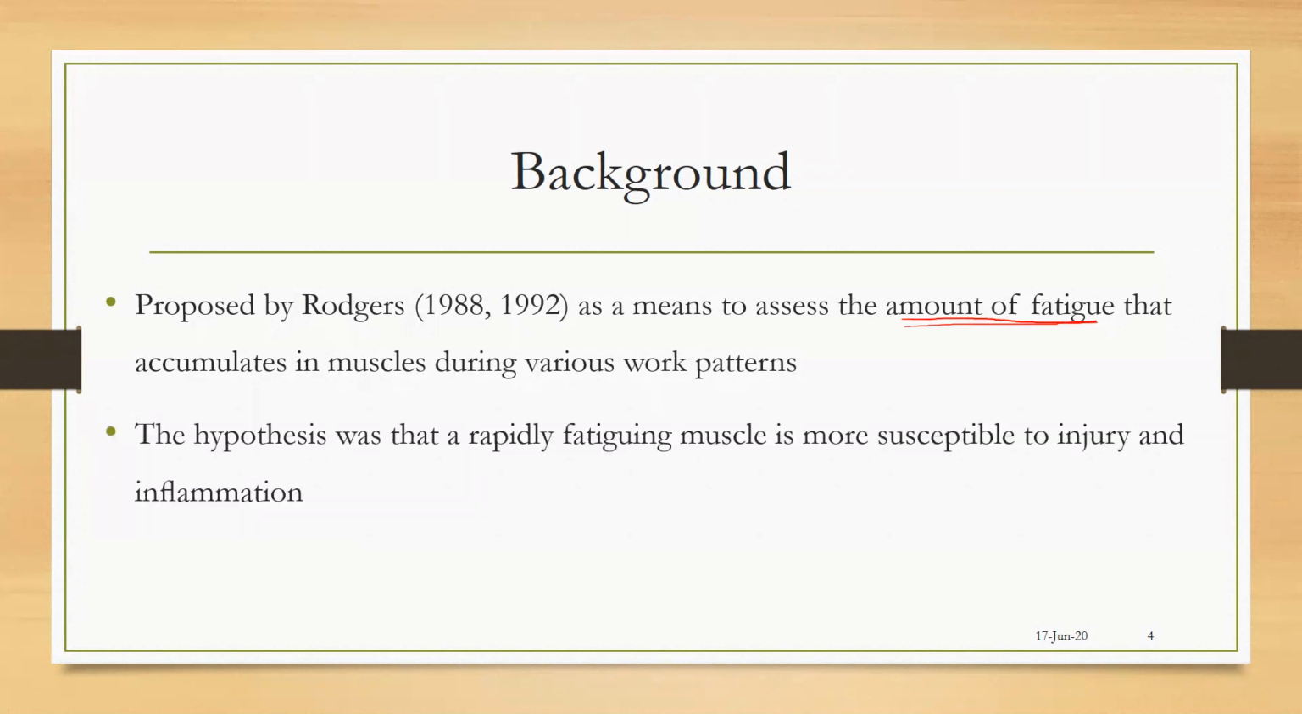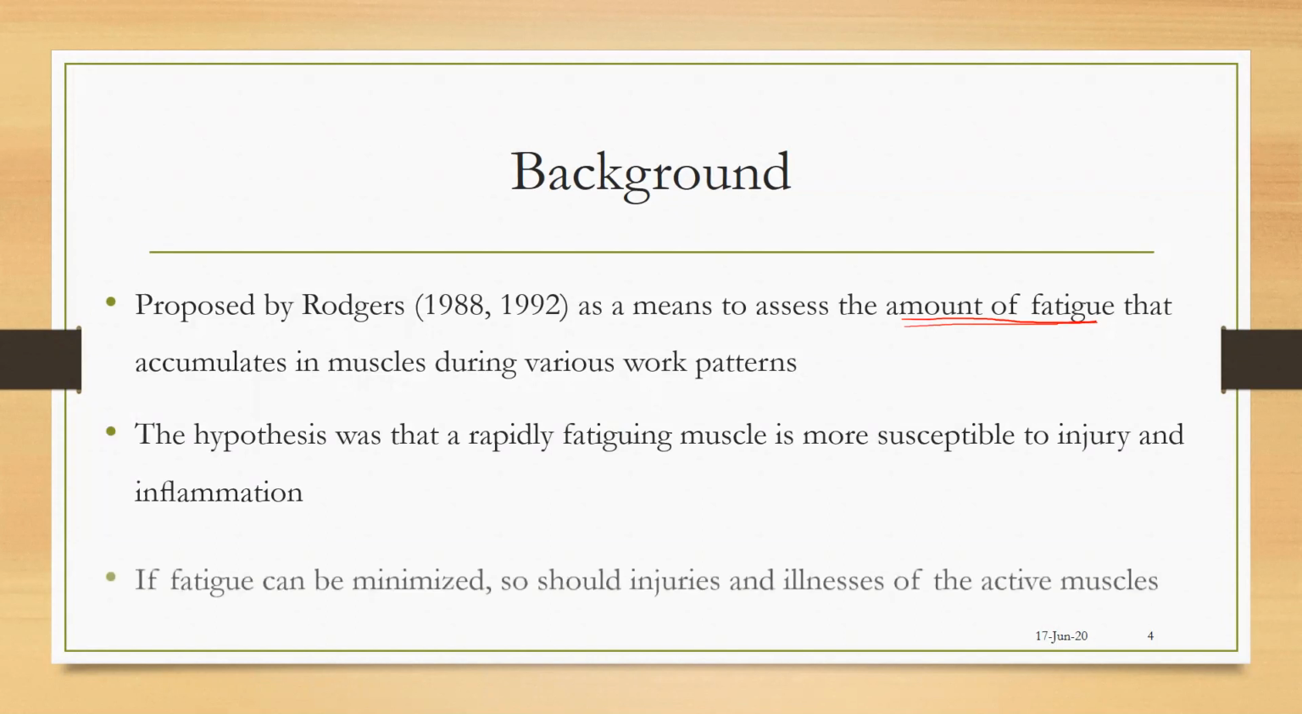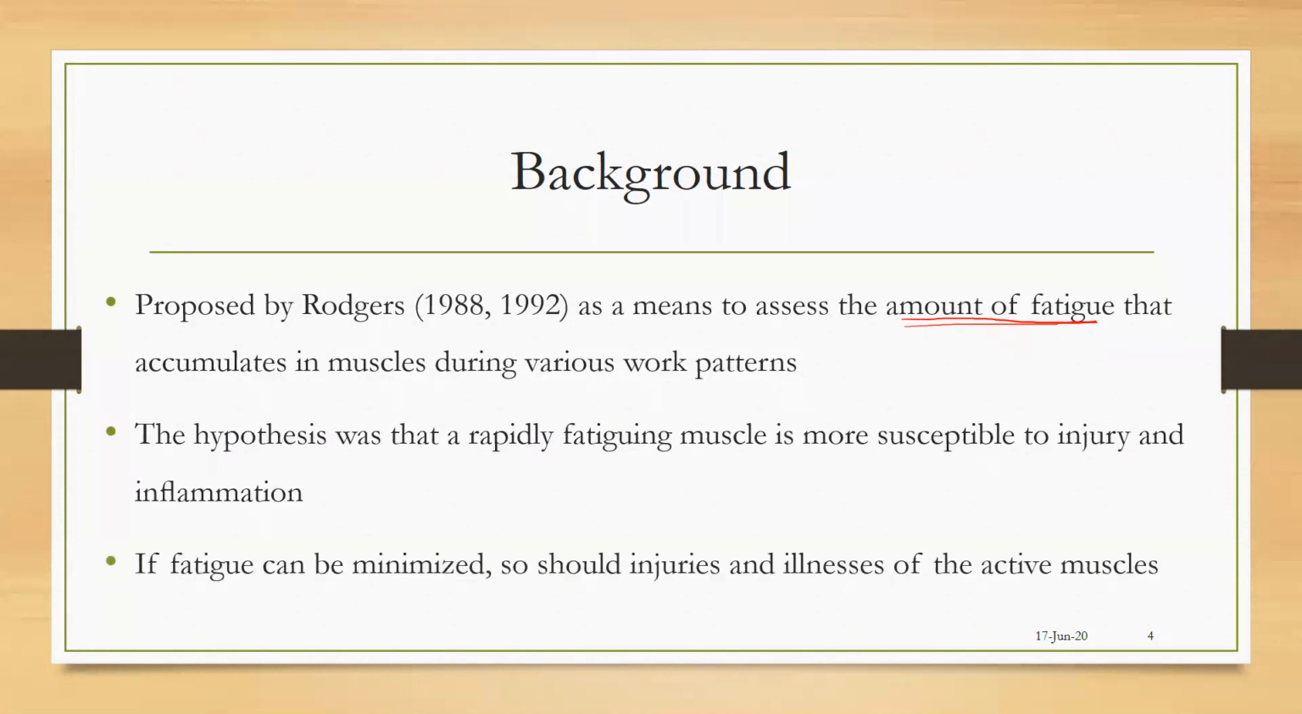The hypothesis was that a rapidly fatiguing muscle is more susceptible to injury and inflammation. If fatigue can be minimized, so should injuries and illnesses of the active muscles. So it gives us a value of fatigue, and of course we can target to reduce it if it is beyond an acceptable limit. So eventual possible illness and injuries can be avoided.